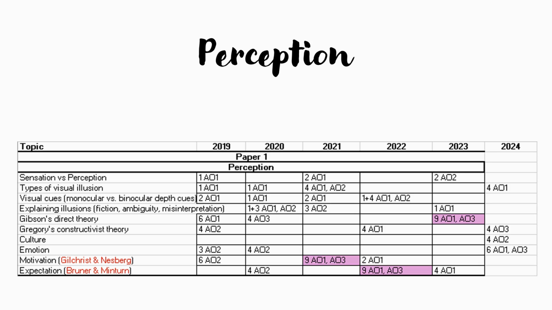And emotion, so the effects of emotion and the effects of culture. Okay, they're not named studies, but they come up least often, certainly compared to motivation and expectation. Probably the reason for that is they have got the named studies on them in terms of motivation and expectation, but culture and emotion are still on the spec. They're worth looking at and worth exploring in a bit more detail. Types of visual illusions come up fairly often, hasn't come up in the last 2 years, so that might be worth looking at as well.